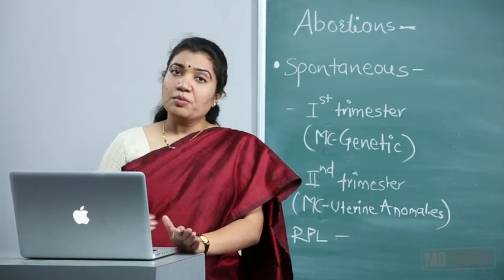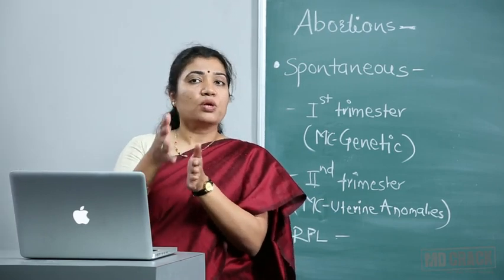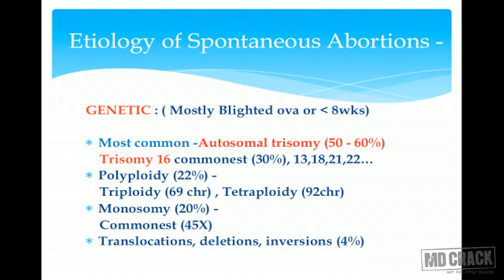Other abnormalities can be polyploidy. In polyploidy, a complete extra set of chromosomes is added. That means if it is triploidy, the chromosomal number would be 69; if it is tetraploidy, 92, and likewise. Monosomy: here one chromosome is absent, and the most common is 45,X. Other abnormalities can be translocations, where the chromosomes are present but the genes are translocated. There can be deletions and inversions, and almost 4% of these genetic abnormalities are of these varieties.